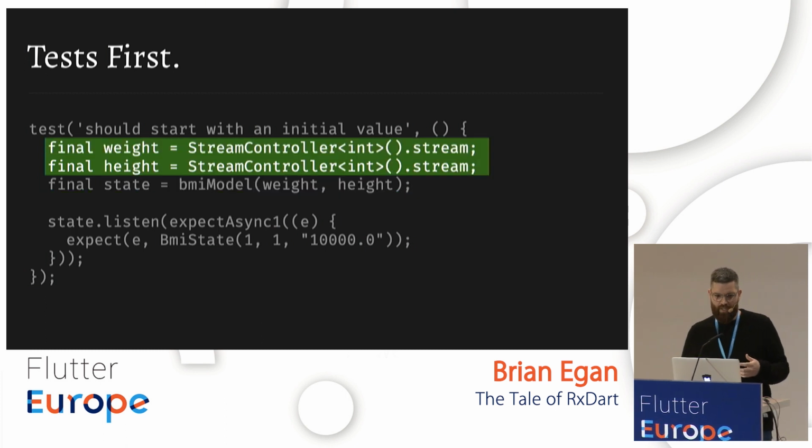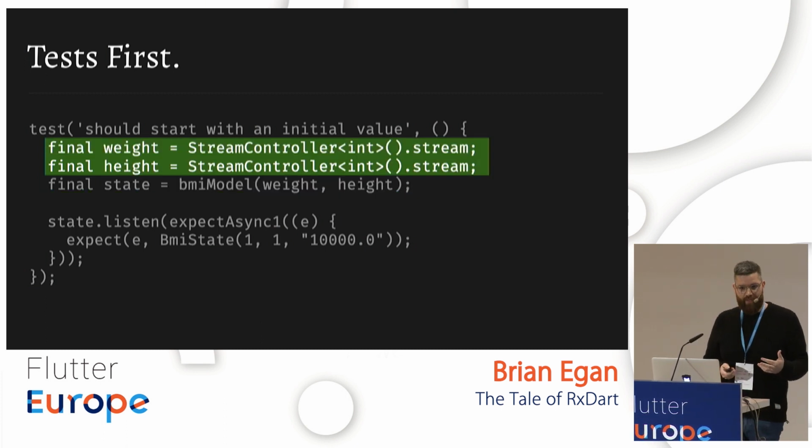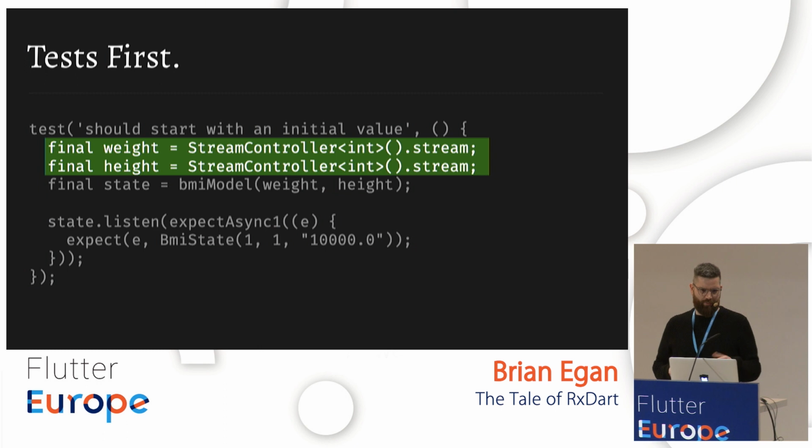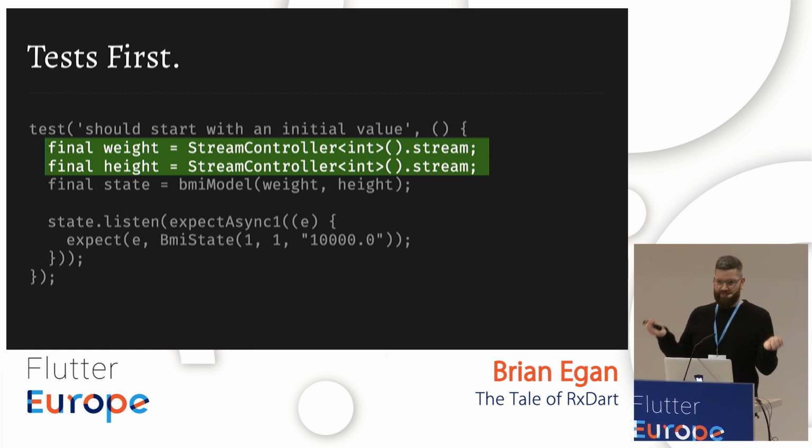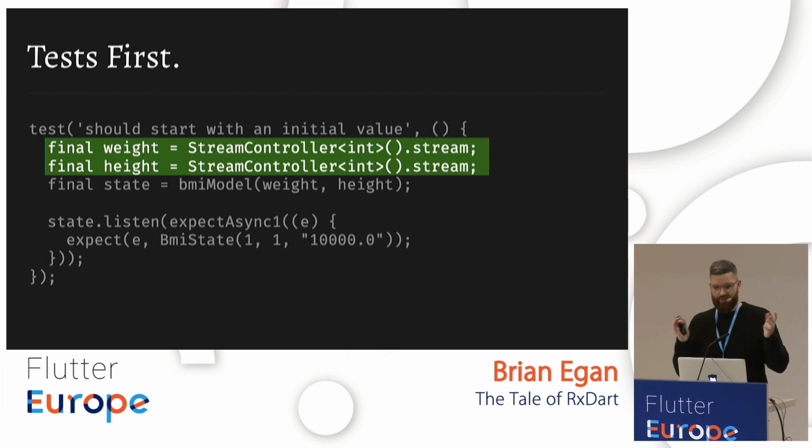So we'll create 2 streams, and we're doing an odd thing here where we create 2 stream controllers and just grab the stream, because we actually don't want these streams to emit any data. So it's a little weird looking, but that's what I was going for.